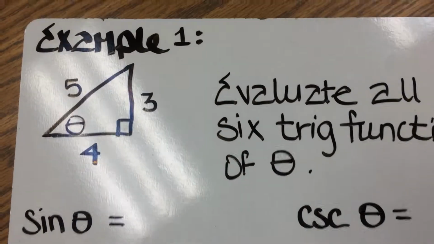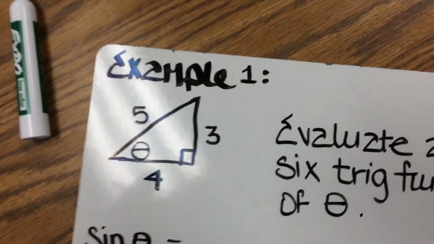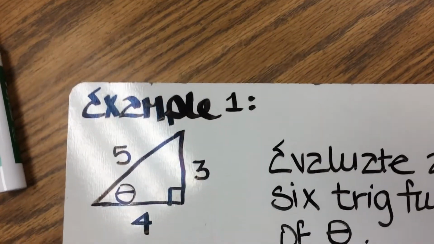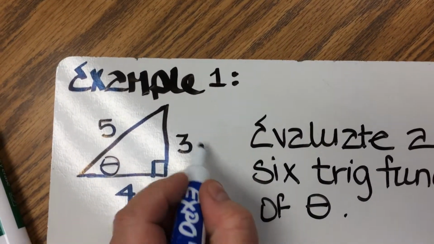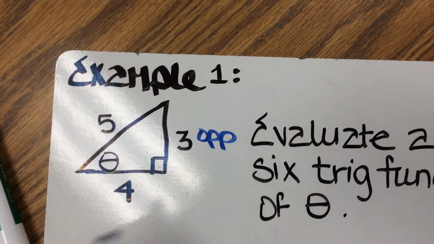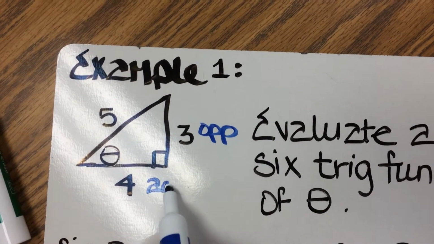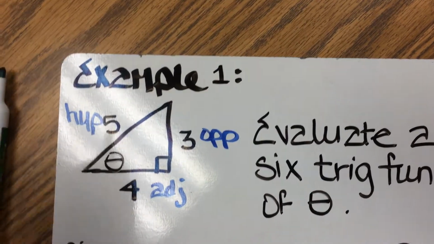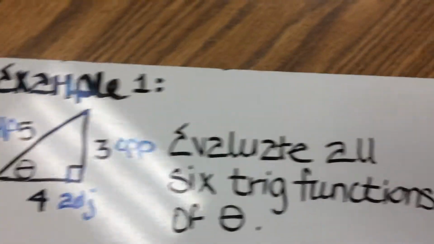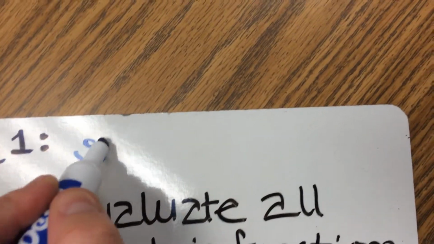So again, what I would do when I start this problem out is I would go to my triangle that I have here and label everything according to the theta angle that they gave me. So 3 is going to be my opposite side, 4 is my adjacent side, and 5 of course is our hypotenuse. And if you think again in terms of SOHCAHTOA, I'll just write that here quickly.